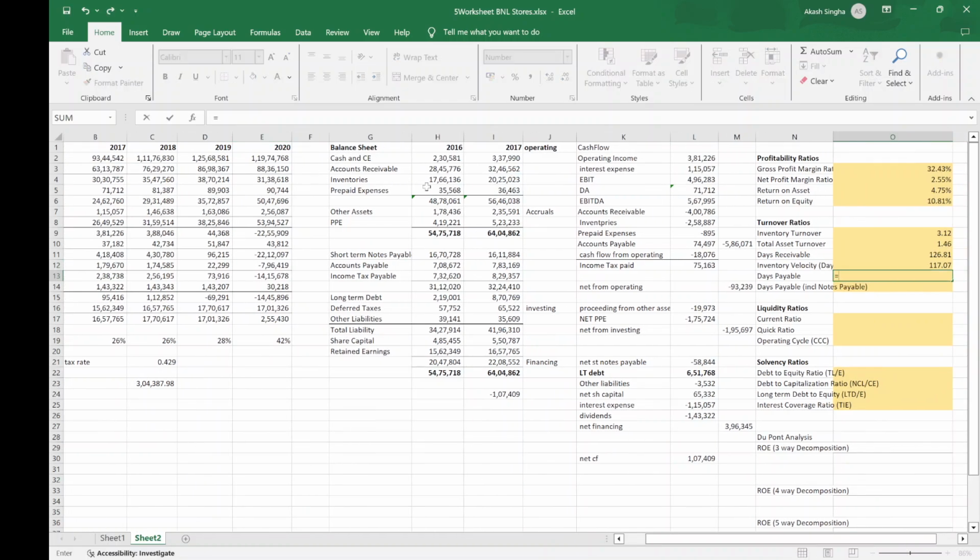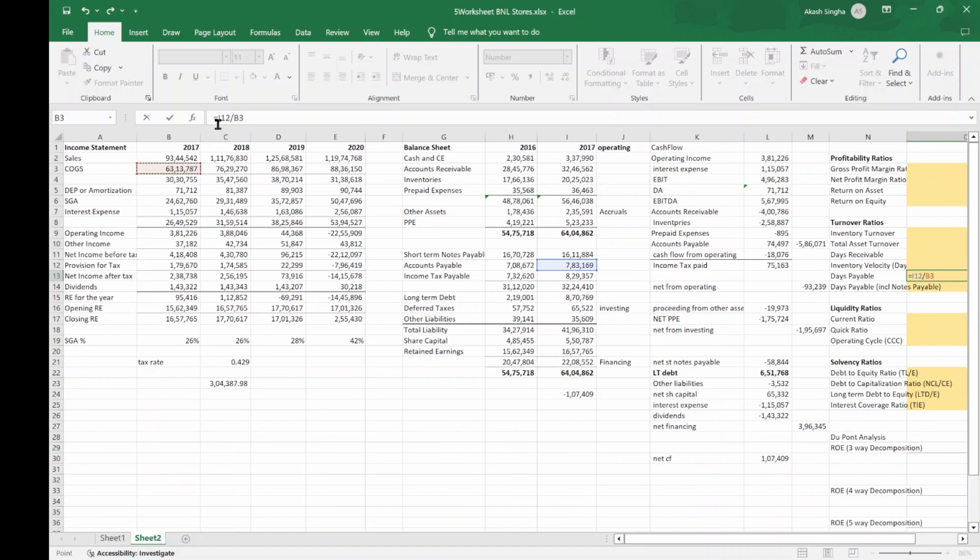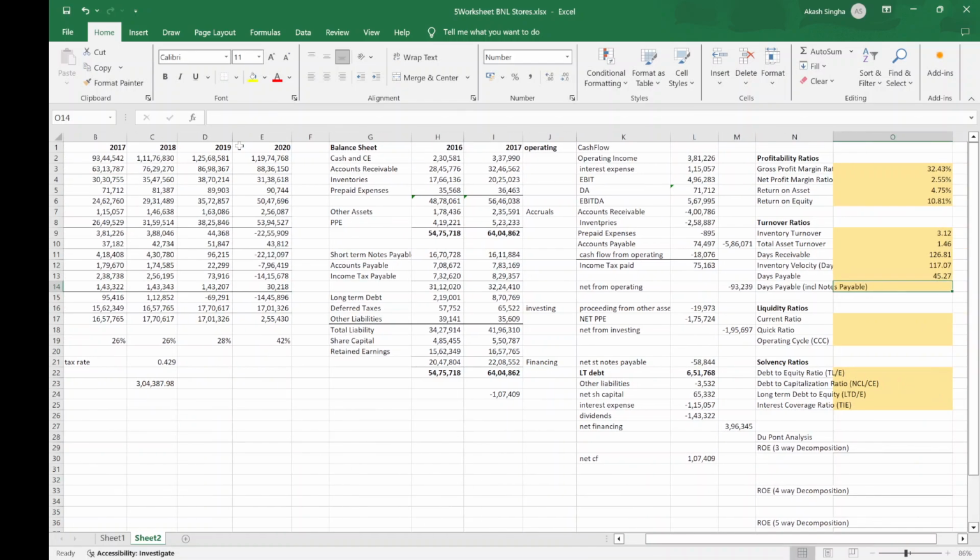Days payable equals accounts payable divided by COGS, because payable is of the cost of goods sold, right? That's the reason. And including this, it should be 365 into accounts payable plus short-term payables divided by COGS.